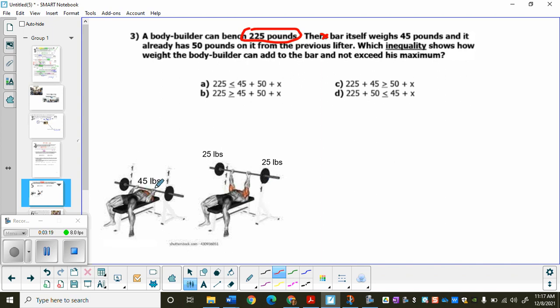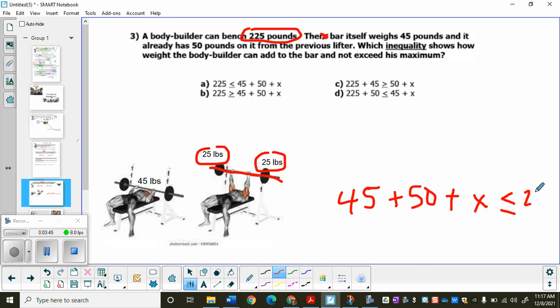So the idea is that the bar weighs 45 and then this is 50, so we've already got 45 pounds and we've already got 50 pounds. And we know our bodybuilder can bench up to 225. So they've got the bar plus these 50 pounds, and they can add some more weight, but it just has to stay less than or equal to the 225 that the bodybuilder can bench. So basically we're looking for all of the stuff to be under or equal to the 225 that this person can bench press. So let's look at our answer choices.